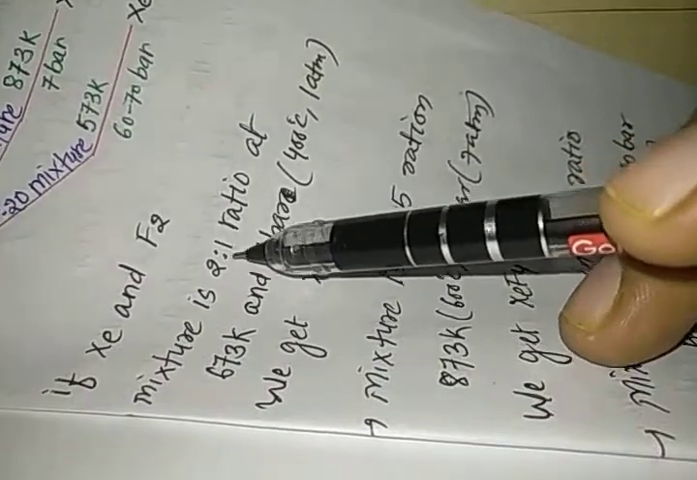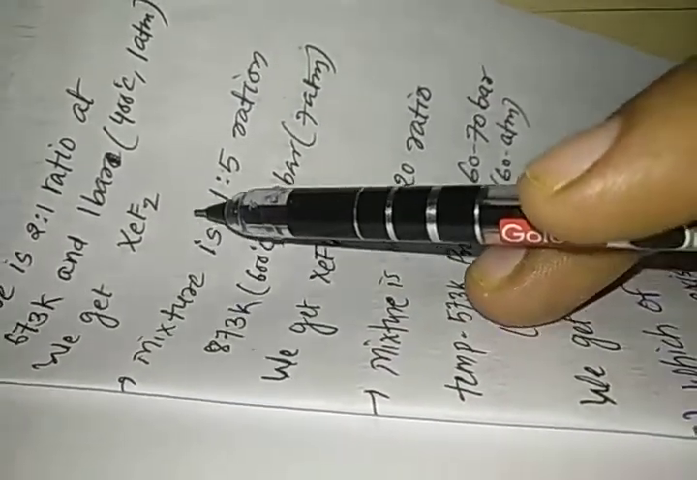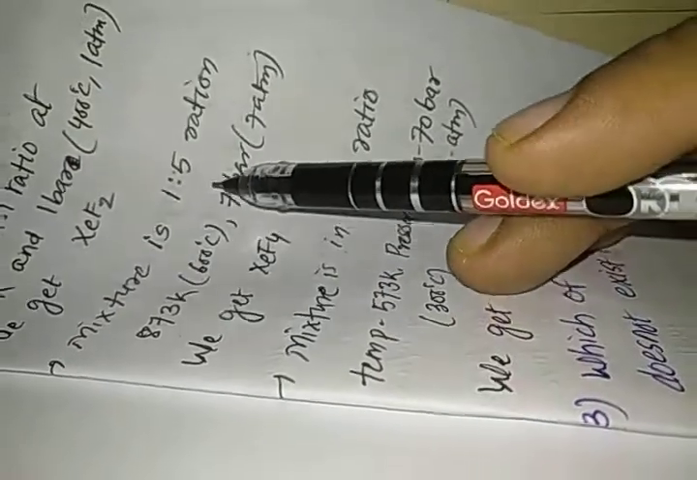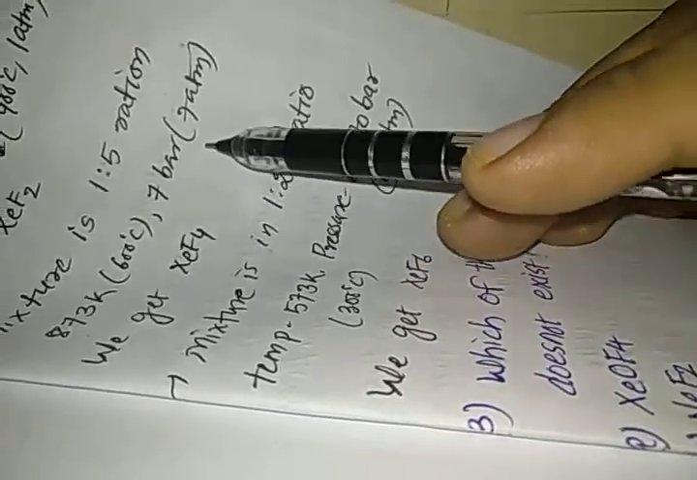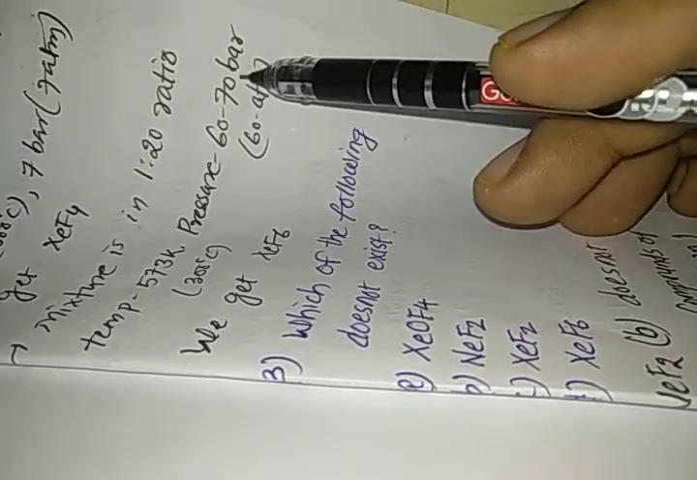If the xenon and fluorine mixture is in a 2:1 ratio at 673 Kelvin and 1 bar pressure, that is 400 degrees centigrade and 1 atmospheric pressure, we get xenon difluoride XeF2. If the mixture is 1:5 at 873 Kelvin or 600 degrees centigrade and 7 bar or 7 atmospheric pressure, we get xenon tetrafluoride XeF4. And if the mixture is in the 1:20 ratio, the temperature is 573 Kelvin or 300 degrees centigrade and pressure is maintained between 60 to 70 bar or atmospheric pressure, we get xenon hexafluoride XeF6.